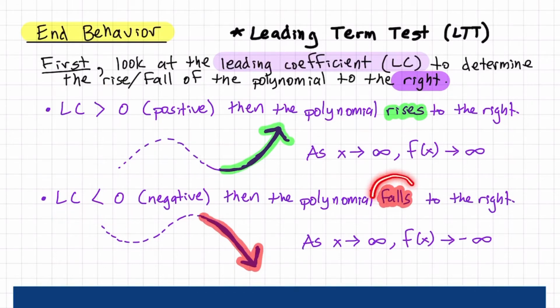Now, what if the leading coefficient was negative, meaning it's less than 0? Well, then the polynomial is going to fall to the right. So as x approaches infinity, as x gets bigger and bigger and bigger, our output, our y, is going to be getting smaller and smaller and smaller. That's why it falls to the right.